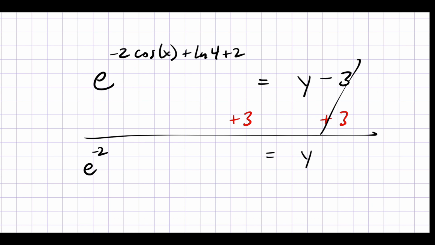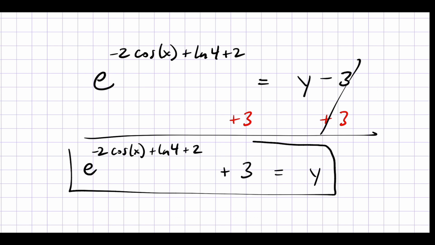So e to the -2 cosine x plus natural log of 4 plus 2, that's the power. Now plus 3 whole. Done. Okay, y is by itself. Done. Okay. All right.